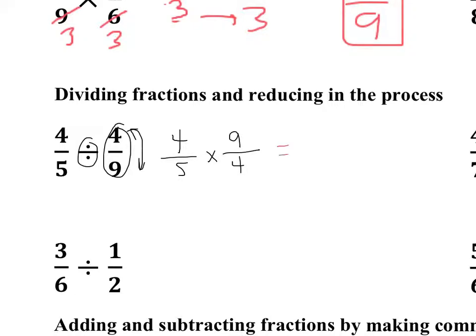Now when you simplify before you multiply, you can simplify vertically, up and down, like we did in the last question, or we can simplify diagonally. So I notice that I have a 4 here and a 4 here, and I can cancel. And that leaves me with 1 in their place, so 1 times 9 is 9, 5 times 1 is 5, and that is reduced.